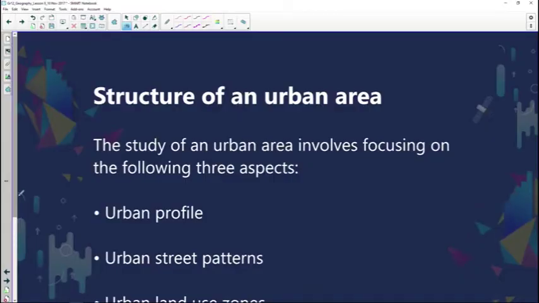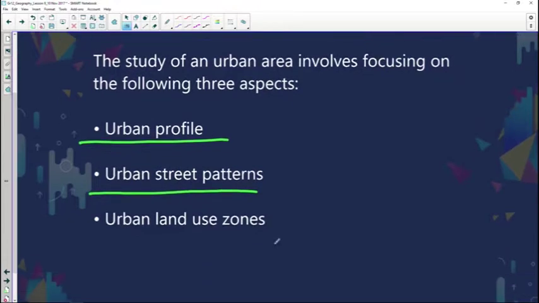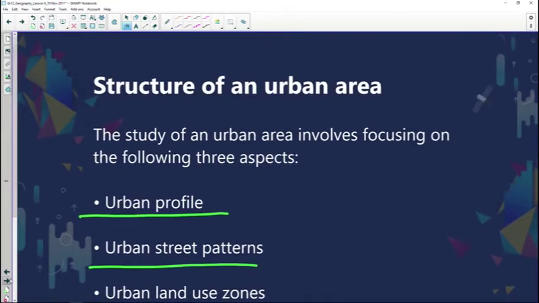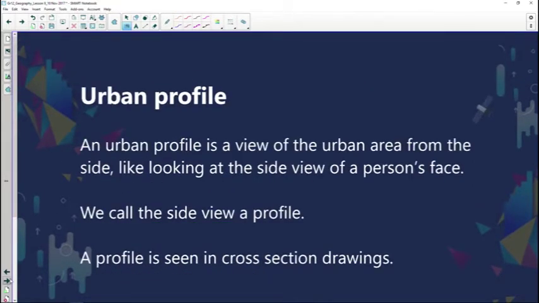Now, our next topic that we're going to have a look at is the structure of the urban area. What we're going to focus on, we're going to look at the urban profile, and then we're going to look at the street patterns, and we're going to look at the urban land use zones. Now, our urban profile is basically a side profile of an urban area. As you can see, a side view of the urban area.